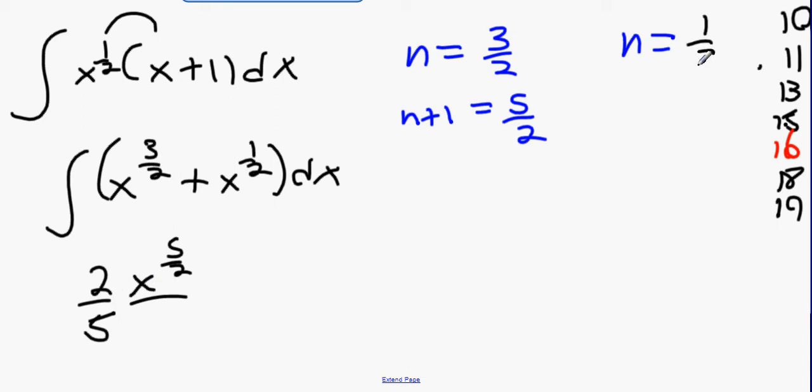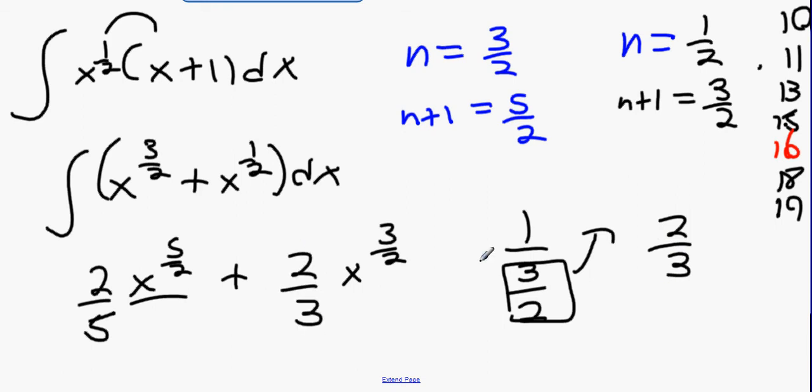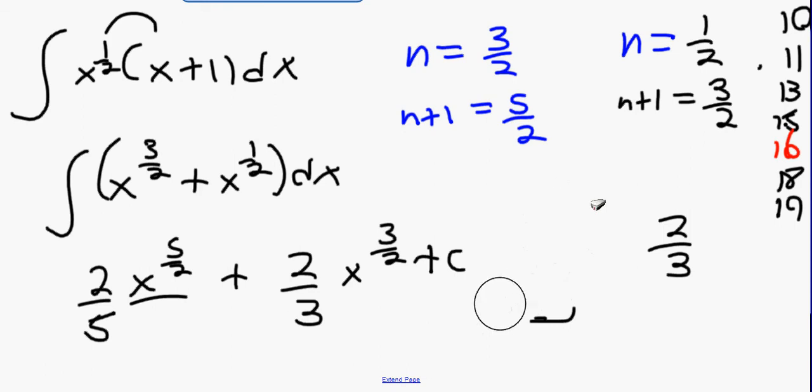Next one, n equals a half, n plus 1 therefore equals 3 over 2. So we're going to get plus x to the power of 3 over 2. Now remember, it's going to be 1 divided by 3 over 2, but when you bring the 3 over 2 to the top, you turn it upside down to become 2 over 3. So it's going to be 2 over 3 x to the power of 3 over 2. Please remember the plus c value. Okay, so that's it.